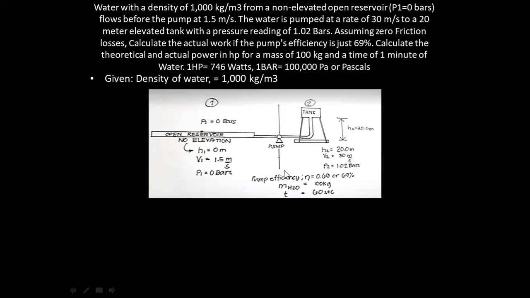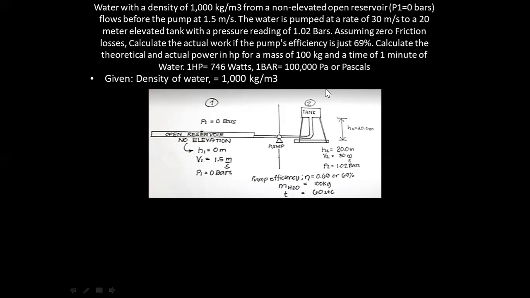Now, let's consider the parameters of water flowing after the pump. The velocity is 30 meters per second, so this is V2. And the height of the tank is equal to 20 meters. The pressure reading of the tank is 1.02 bars, and the pump efficiency is equal to 69%, or in decimal, 0.69. And then for the analysis of the water at 60 seconds or 1 minute, we're going to use 100 kilograms as stated in the problem.